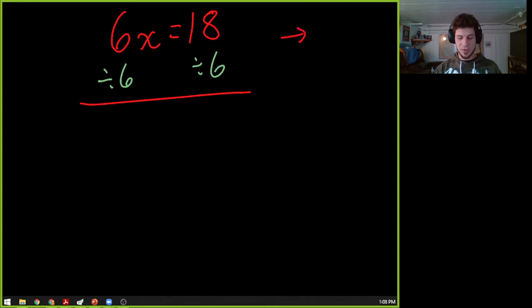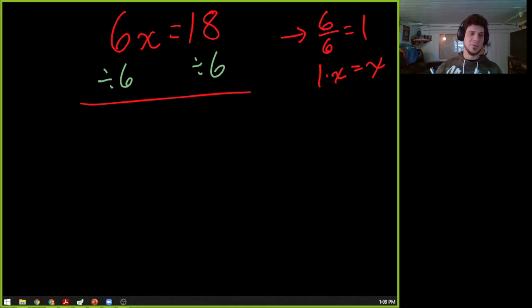And while we do that, just a sidebar here, 6 divided by 6 equals 1, right? So now we have 1 times x, which is just x, because 1 times the number is itself. So that's why we're able to divide by 6, to sort of clear that left side of our equation and get x by itself. So we are left with x equals 3 right there.